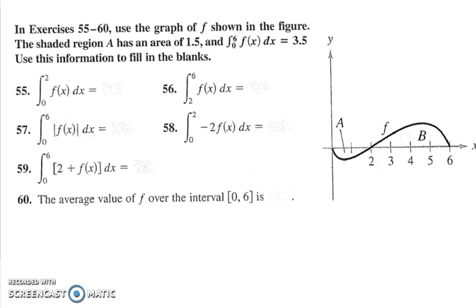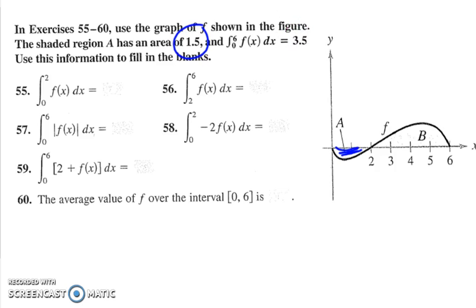Alright, last one then. It says use the graph to find the different shaded regions. So we've got region A, which has an area of 1.5. That's the part down here below the x-axis. We have region B, that has an area of 3.5. Just kidding. 0 to 6. The whole thing has an area of 3.5.